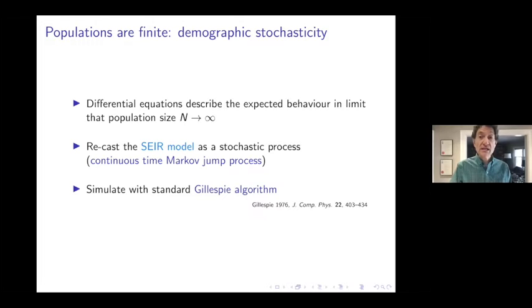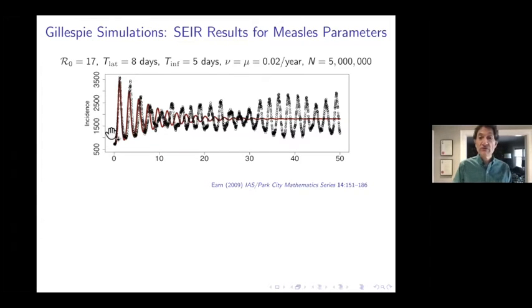So if we take this SEIR model parameterized for measles and solve the differential equations, we get this red curve. The red curve shows the damped oscillations onto the endemic equilibrium. Measles has a very large R0 of 17, and these are the mean latent and infectious periods. This is for a population of 5 million. The black circles show a realization of the stochastic process, and even with 5 million individuals, the oscillations do not damp out.